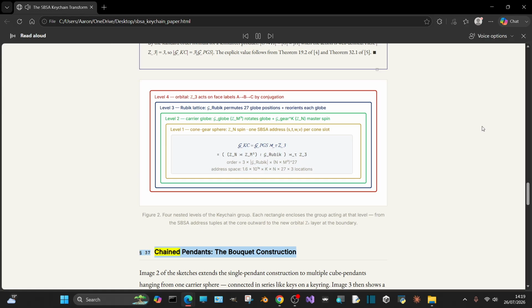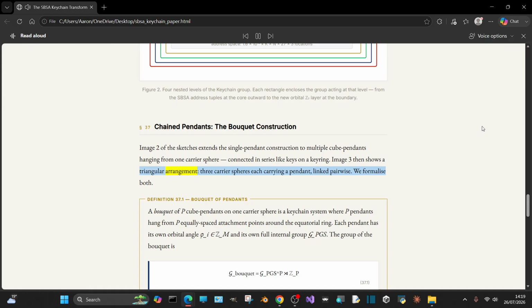Section 37. Chained pendants, the bouquet construction. Image 2 of the sketches extends the single pendant construction to multiple cube pendants hanging from one carrier sphere, connected in series like keys on a keyring. Image 3 then shows a triangular arrangement, 3 carrier spheres each carrying a pendant, linked pairwise. We formalize both. Definition 37.1.